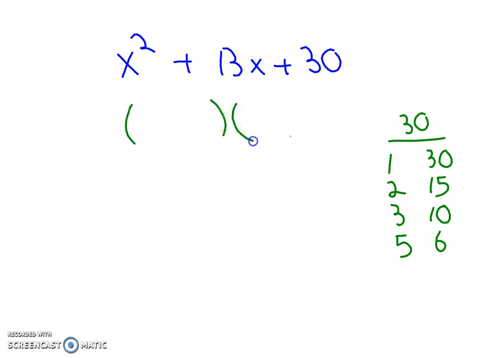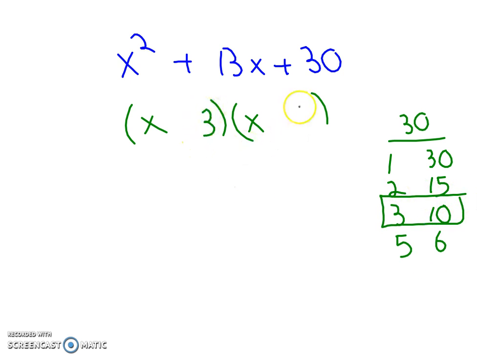Okay. We know that these numbers are going to be x because they multiply together to get x squared. These numbers here have to be one of these pairs here, and the nice thing is, this is a plus sign. That tells me to look over here and say, I need a pair of numbers that add together to get 13. So which pair adds together to get 13? Right there, 3 and 10.